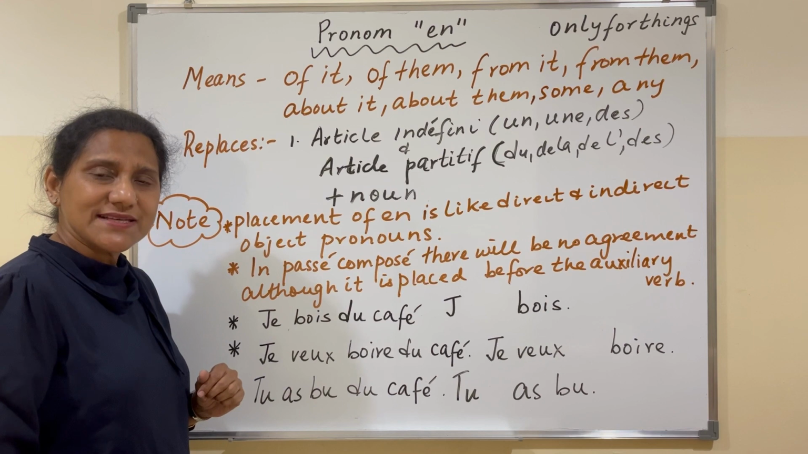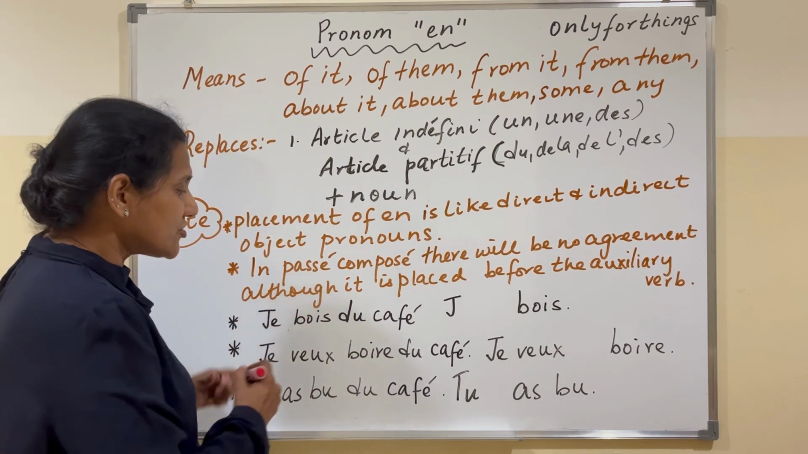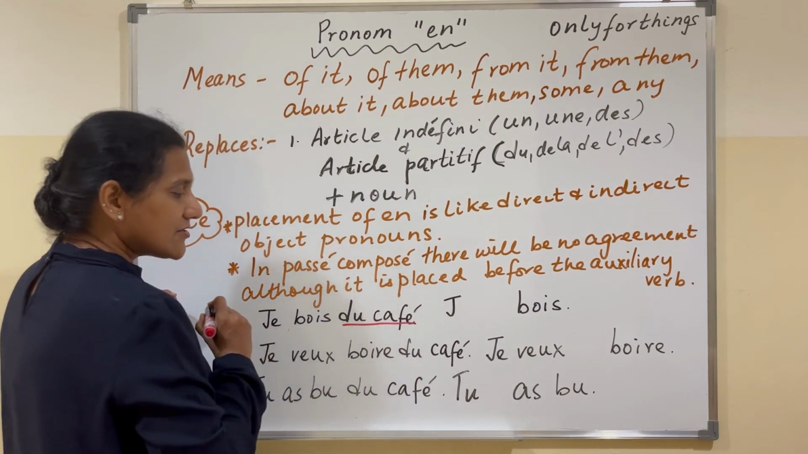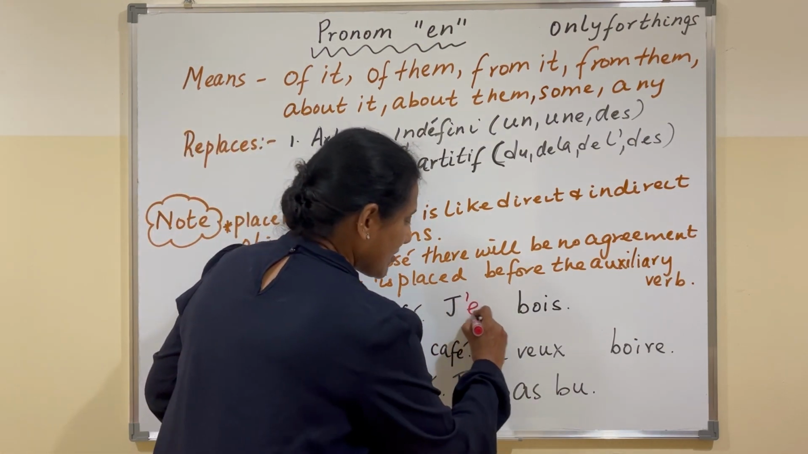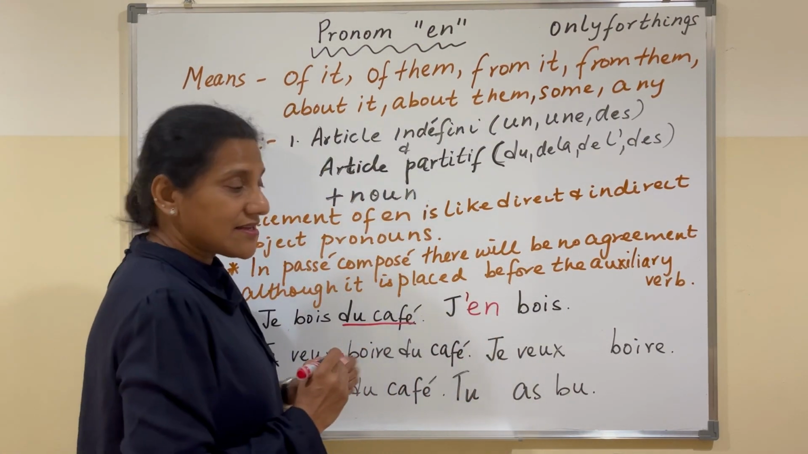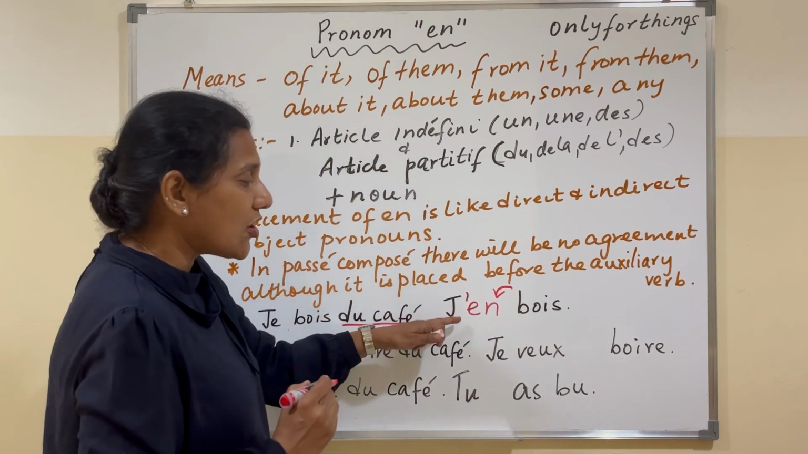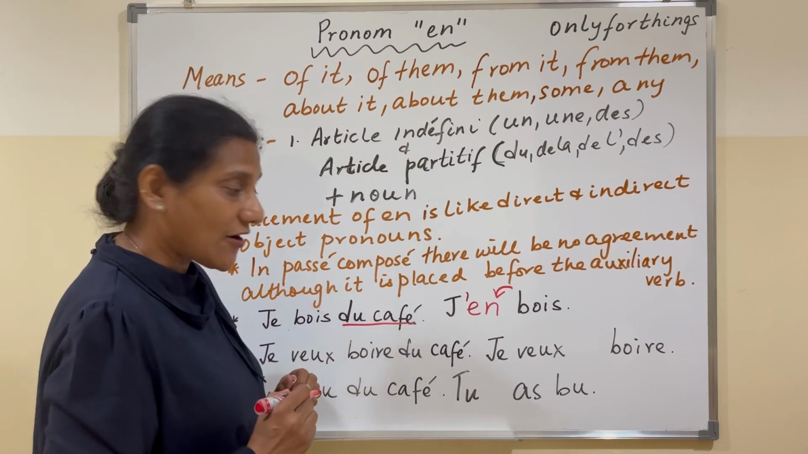Let's look at a few examples. We start with a simple tense: je bois du café. So here we've got partitive article plus noun, so it has to be replaced by en. Now, in a simple tense, the pronoun has to be placed before the verb. Je en bois. I need to put an apostrophe because of the clash of vowels: j'en bois.